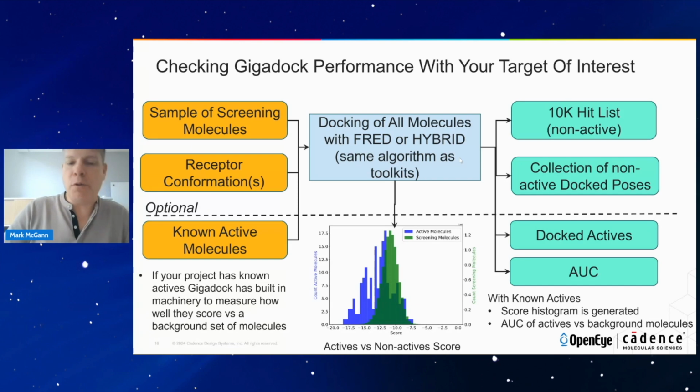And what you're looking for is that your active molecules will tend to score better than the background set of molecules, because most of those are going to be inactive in general. So you're looking for the active molecules to be scoring better. And this is just a way of checking ahead of time, am I likely to get good results when I dock to this particular target?